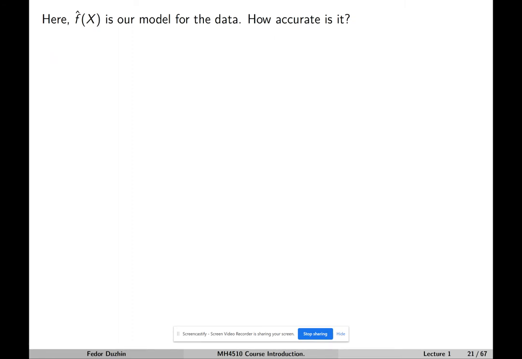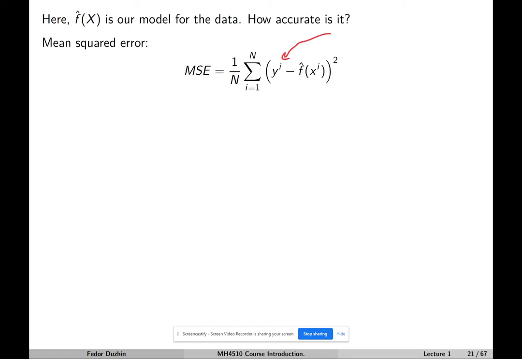So how do we quantify it? There are two most common methods. One is called the mean squared error. So recall that the superscript here means that we are taking the sum over all observations in our data. For each observation, we take the actual value of y, which is yi. So this is the actual value. And f hat of xi is the predicted value. Then we square it because we don't want it to be negative.